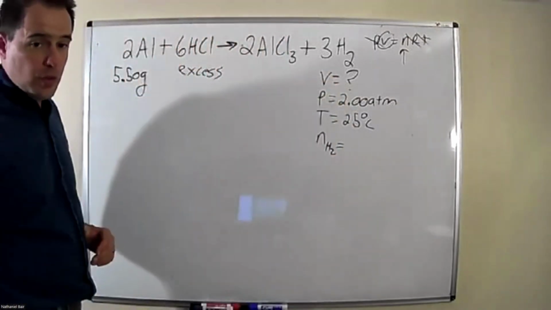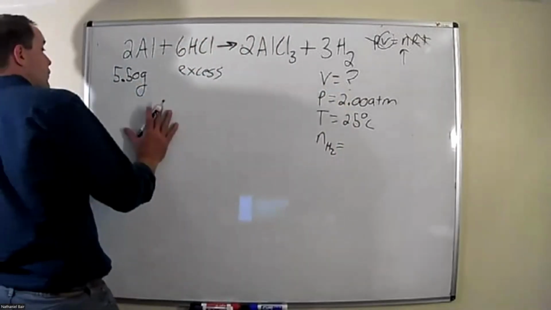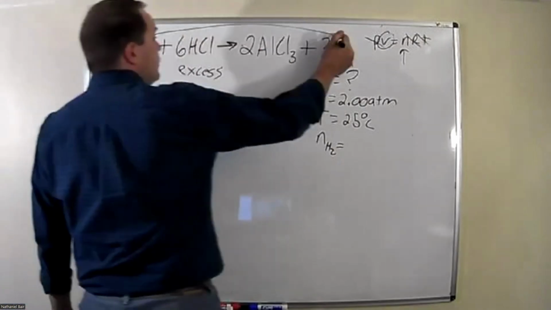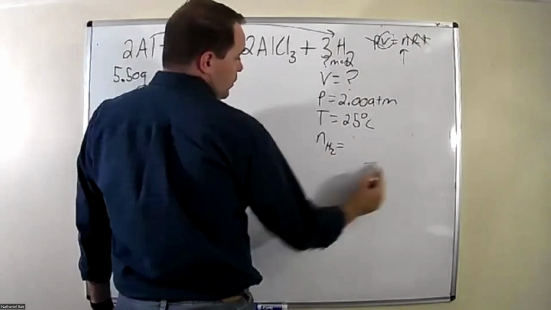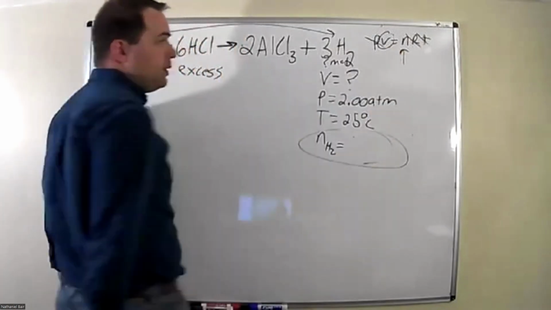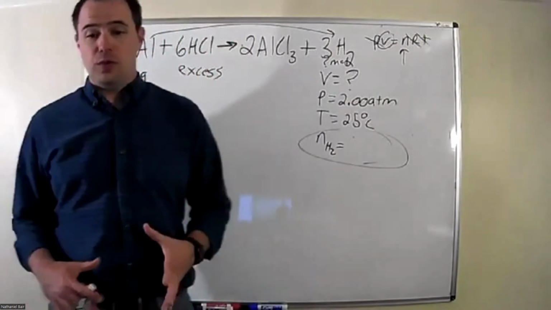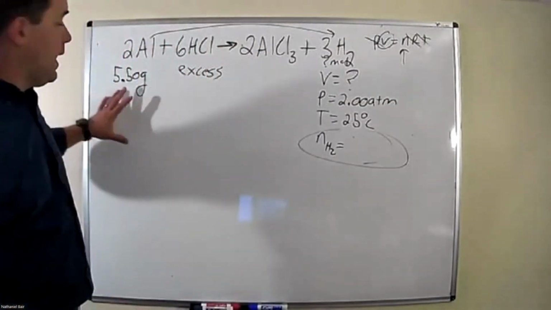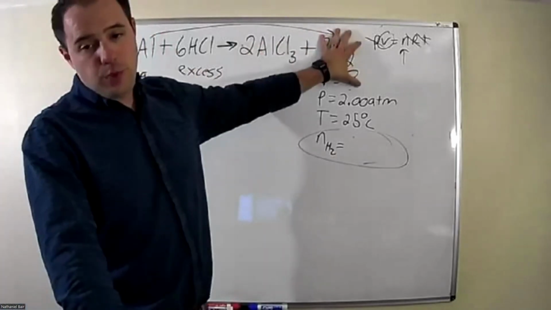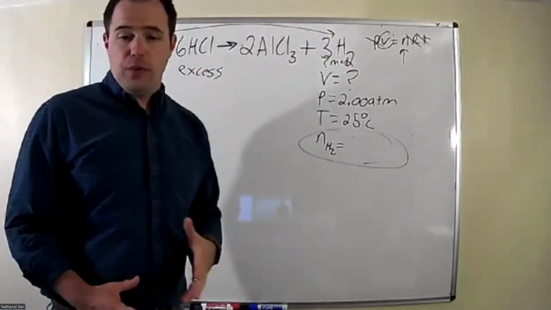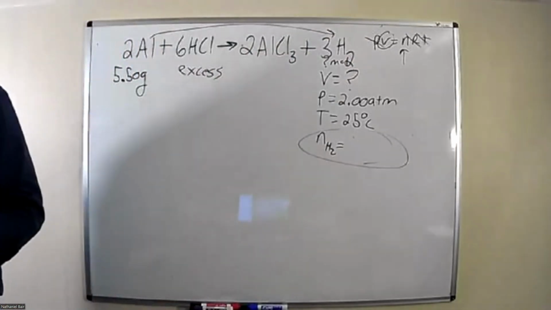How are we going to get the moles of hydrogen? Reaction stoichiometry. You're going to need to take the 5.50 grams of aluminum over here to moles of hydrogen. Once you get the moles of hydrogen, then we can plug it into PV equals nRT and solve for V. So let's break it down into those two steps. Step one, can you convert 5.50 grams of aluminum to moles of hydrogen? Give that a shot using a periodic table. You'll need that for the molecular weight of the aluminum. Go ahead.